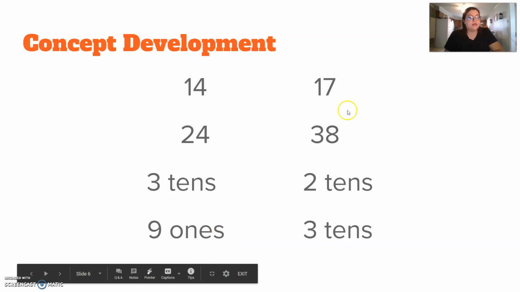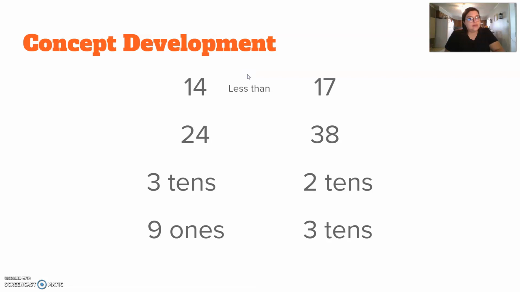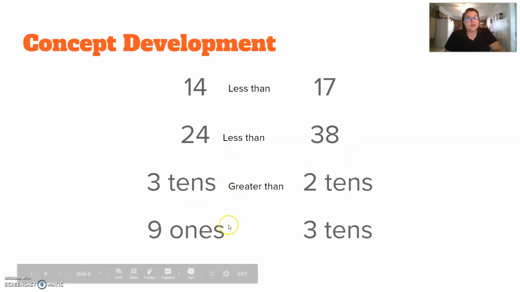Okay, same thing on this slide. 14 is less than 17. 24 is less than 38. 3 10s and 2 10s. Well, how much is 3 10s worth? 30. How much is 2 10s? 20. So 30 is greater than 20. So 3 10s is greater than 2 10s.